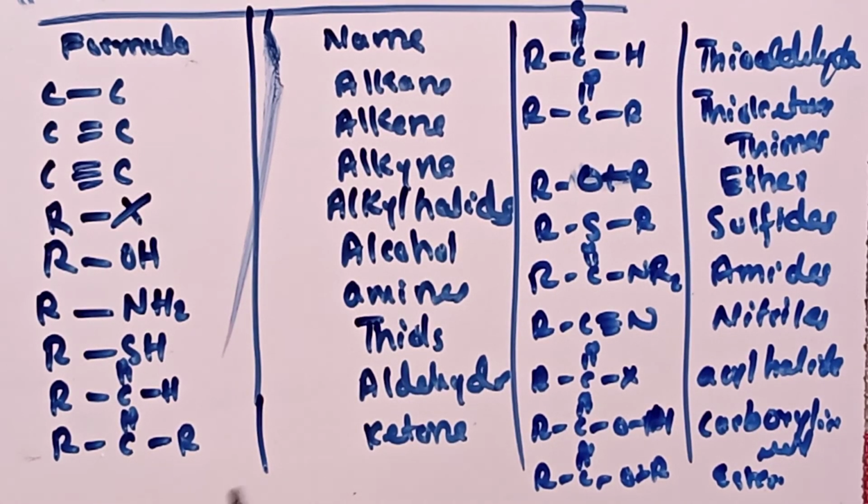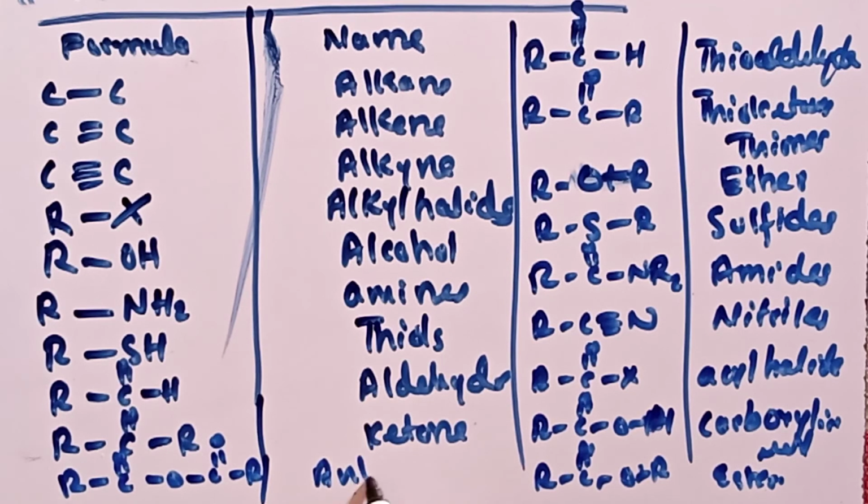Is it clear? When there is a group like that, C double bond O, C double bond O, R, this group will be called anhydride.